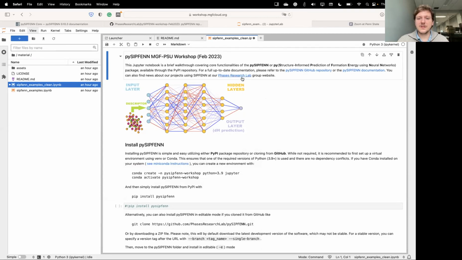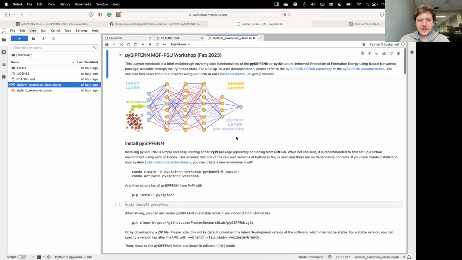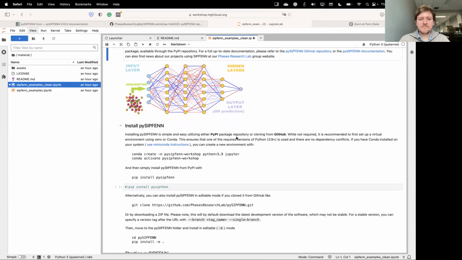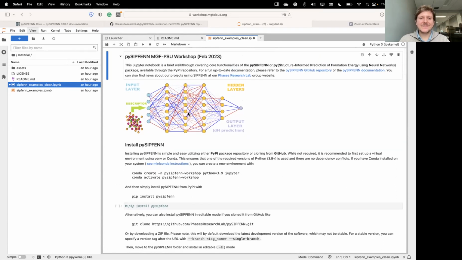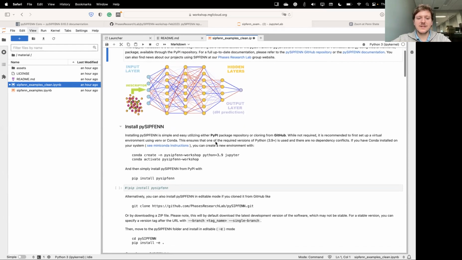If you want to find out more about different projects that are using PySIPFENN, you can move to our group research website. As I explained in the introduction, we're going to take crystal structures, calculate feature vectors or descriptors, pass them through a neural network, and at the output layer we are going to have the delta H (ΔH) prediction. In general, this is roughly what's going to happen in the code. It's very high level, so you don't need to perform any complex operations on the data.